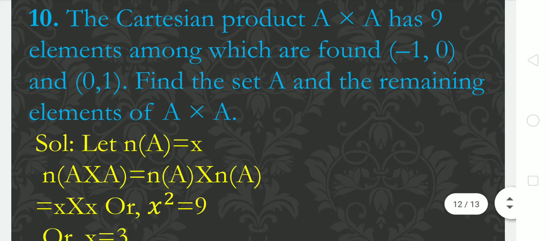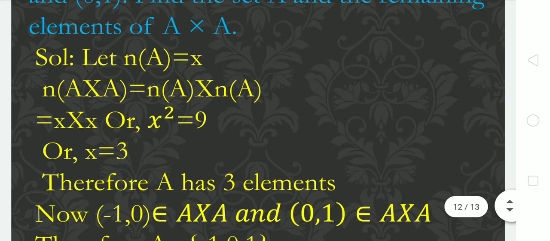10th question, the Cartesian product A cross A has 9 elements among which are found (-1, 0) and (0, 1). Find the set A and the remaining elements of A cross A. Now n(A) is equal to x. So n(A cross A) will be n(A) into n(A), so x into x, that is x square is equal to 9. So x is equal to 3. Therefore A has 3 elements.